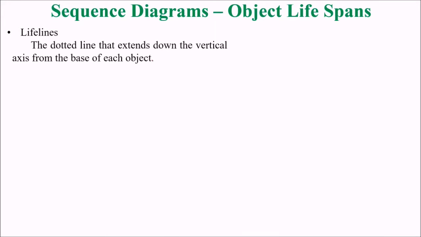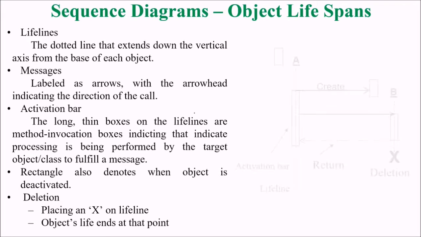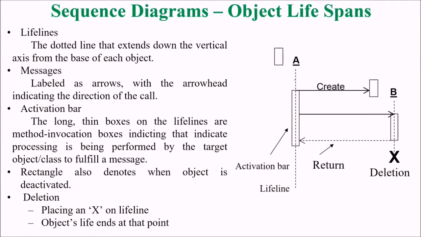This is object interaction. Object lifespans in a sequence diagram: the lifelines are the dotted lines that extend down the vertical axis from the base of each object. Let me show you first, then we may discuss it more. These dotted lines, as you see here, extend down the vertical axis from the base of the object. These are the lifelines. Messages are labeled arrows, with the arrowhead indicating the direction of the call. This is calling here, this is calling here.